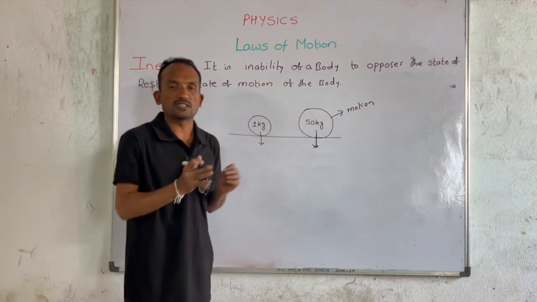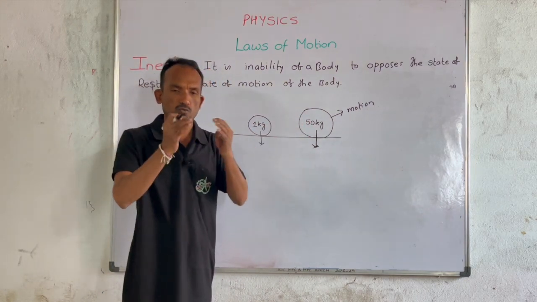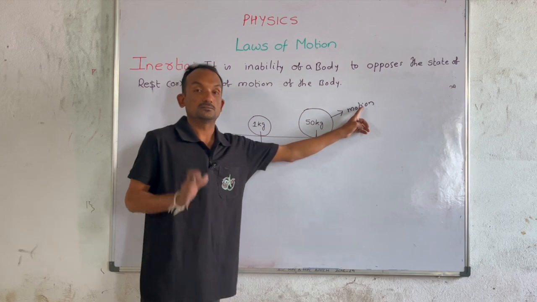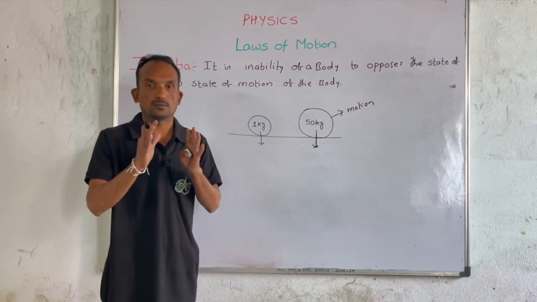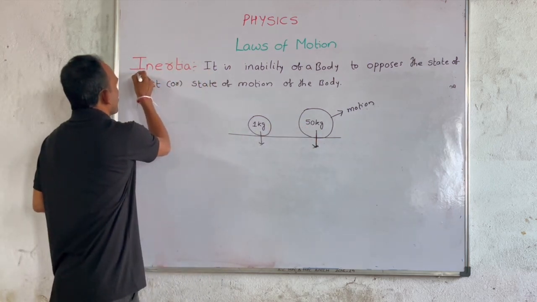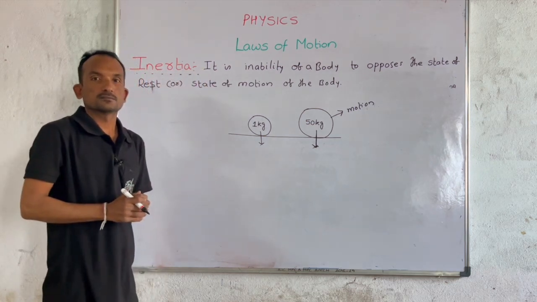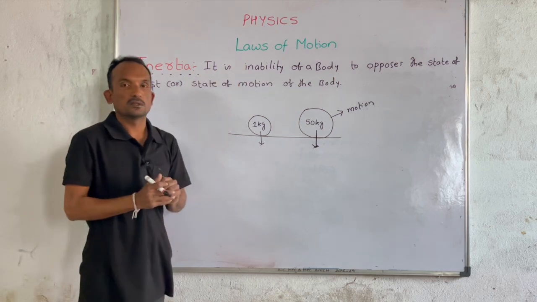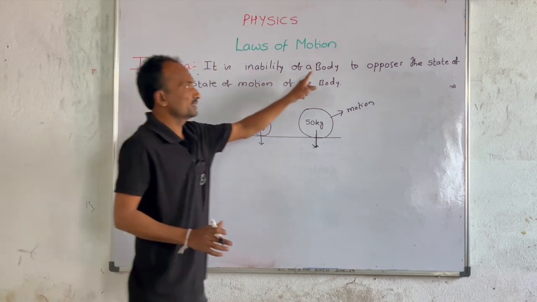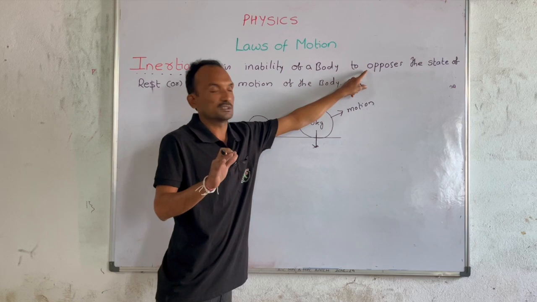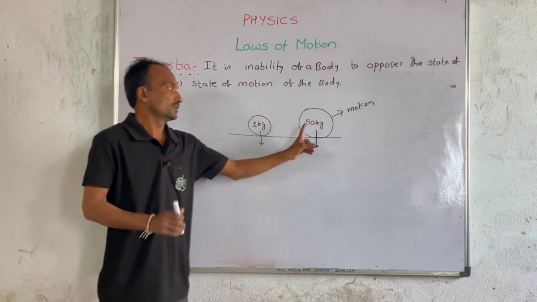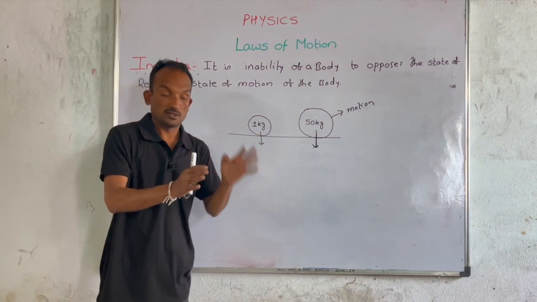A body of 50 kg wants to continue its state of rest. The property opposes the motion because the body has more mass. This property of the body is called inertia. Inertia is the inherent property of a body: it opposes the state of rest or state of motion. Here the 50 kg body is at rest, and it opposes the motion.